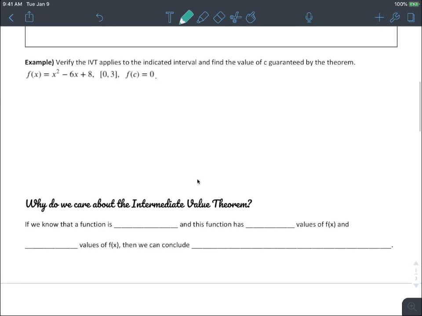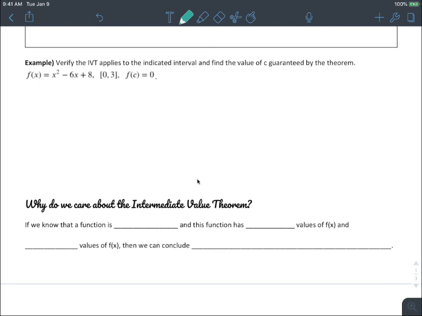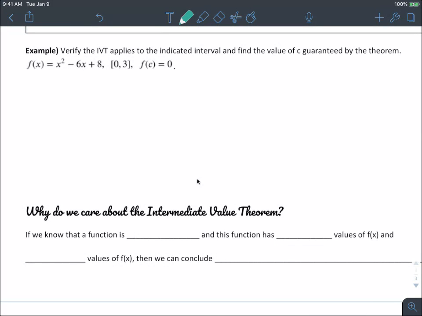Verify that the intermediate value theorem applies to the indicated interval and find the value of c that is guaranteed by the theorem. So we have our function, we have a closed interval, and I want to know what x values give me an output of 0. Okay. So what do I need to do?